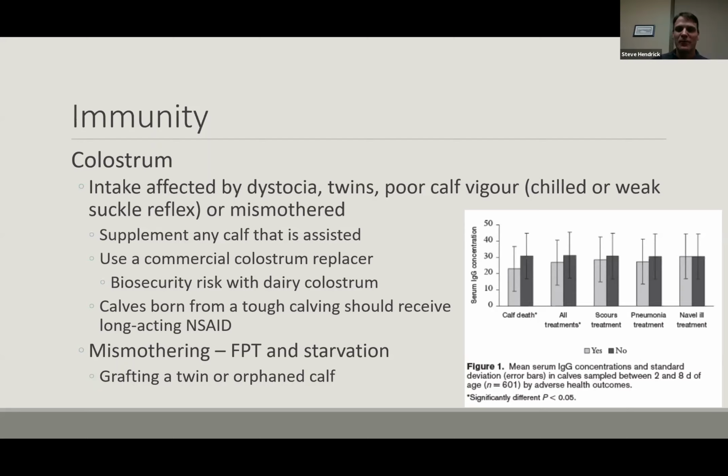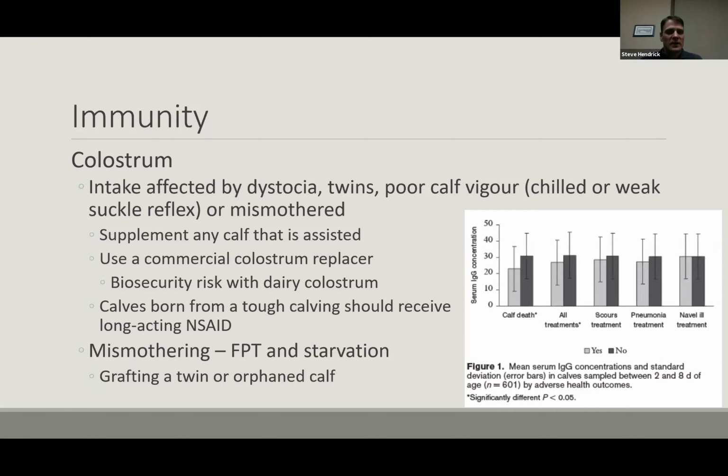If you're game for milking out your cow or heifer, go for it. But in many instances, it might be easier just to use a colostrum replacer. And like we said on the slide before, try to get it into that calf sooner rather than later. Don't wait till the next day. It's one of those things that probably needs to get done pronto.